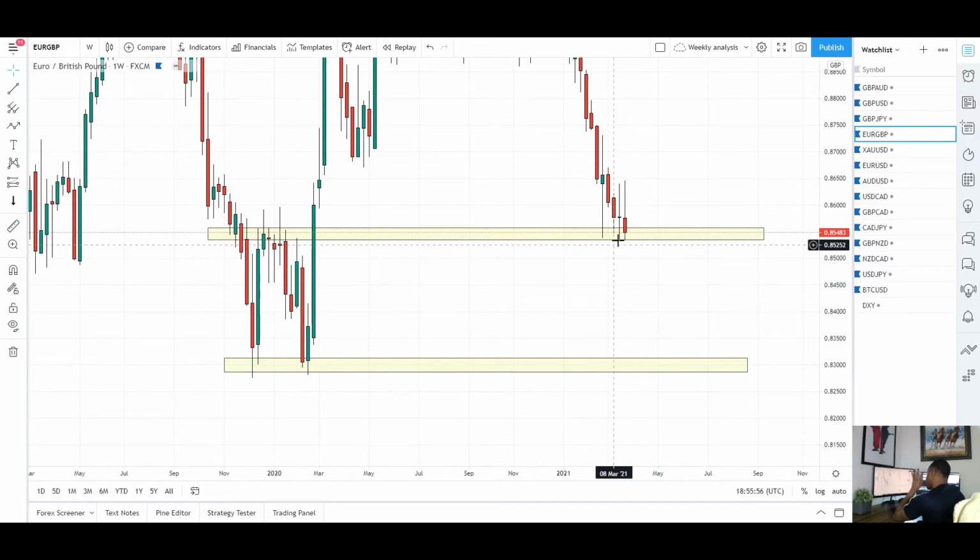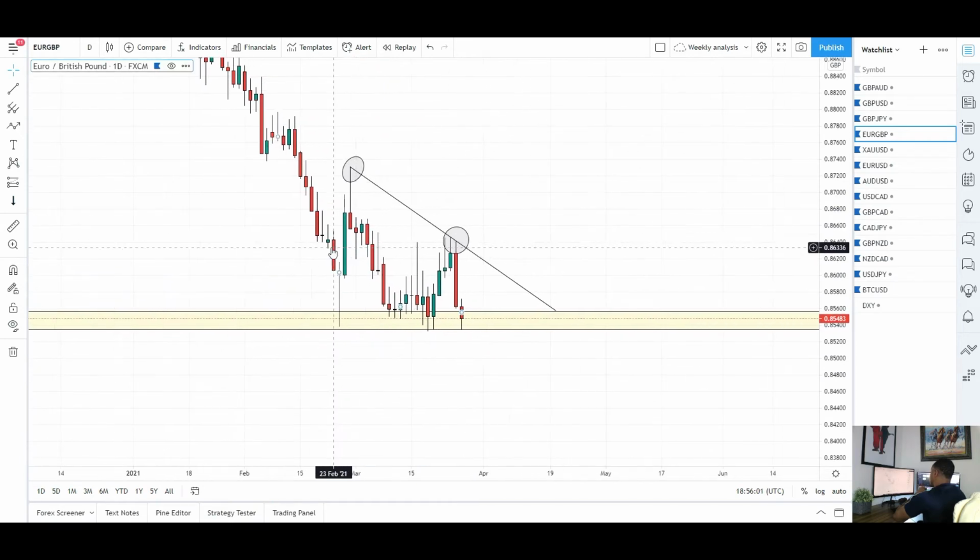And since we're having those lower highs there on the daily, it does look like price is just squeezing between this trend line and that support, and just depends which one's going to break first.